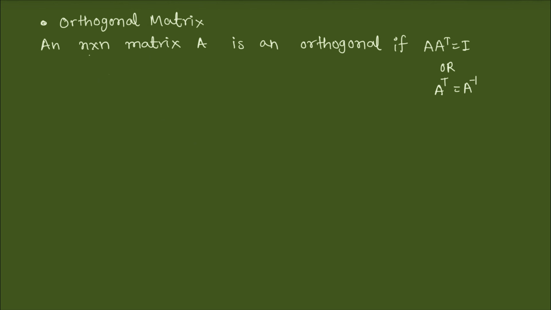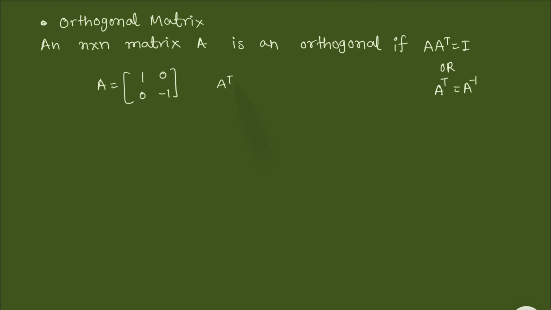Now orthogonal matrix. An n cross n matrix A is orthogonal if A into A transpose is equal to I, where I is an identity matrix, or A transpose is equal to A inverse. Now let's take an example. Let A is equal to a matrix 1, 0, 0, minus 1. Let's check whether it is orthogonal or not.